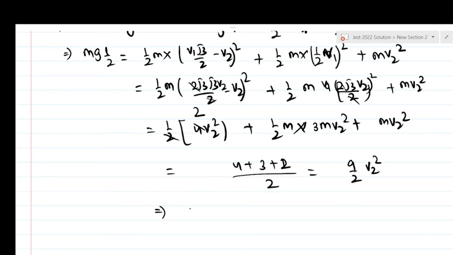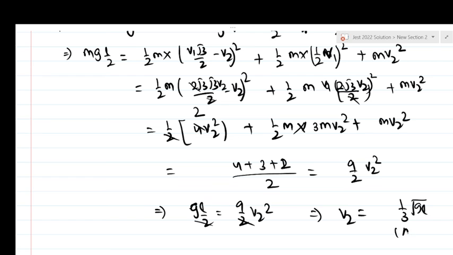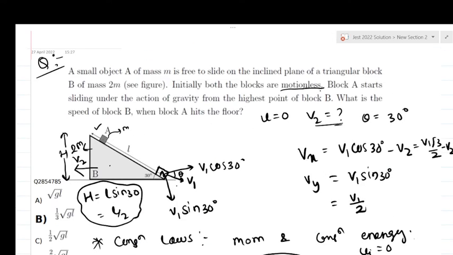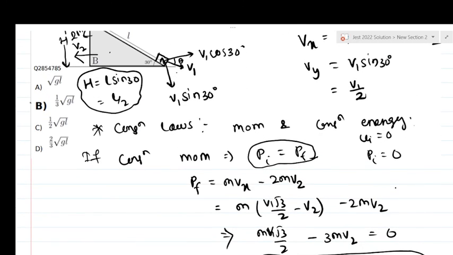That implies gL by 2 is equal to 9 by 2 v2 squared. The 2 gets cancelled, so v2 will be one third of root gL. That is the answer, and here the option is given this.